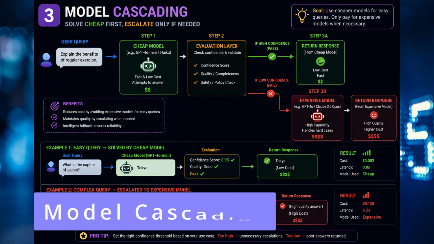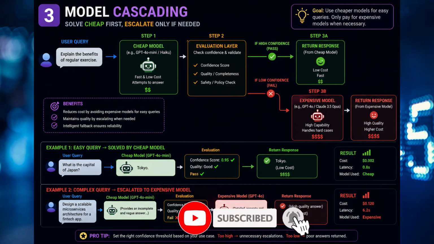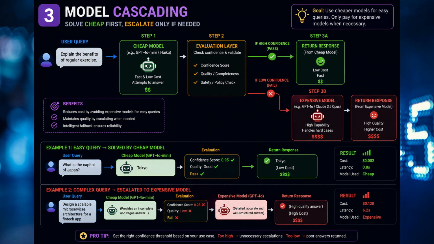Technique number three is model cascading. This is different from routing. Instead of deciding upfront, the system first tries to solve the task using cheap models. If the answer quality is low, the request gets escalated. Think of it like customer support escalation. Level 1 support handles easy problems, complex cases move to senior experts. In AI systems, the small model acts as level 1 support.